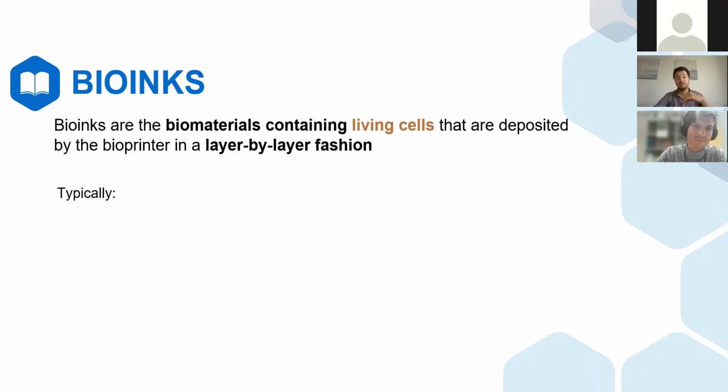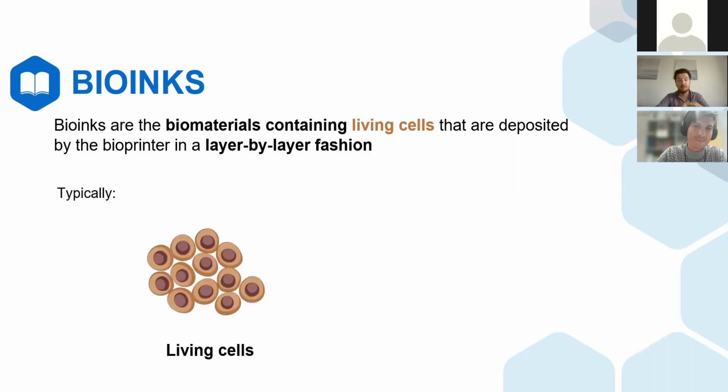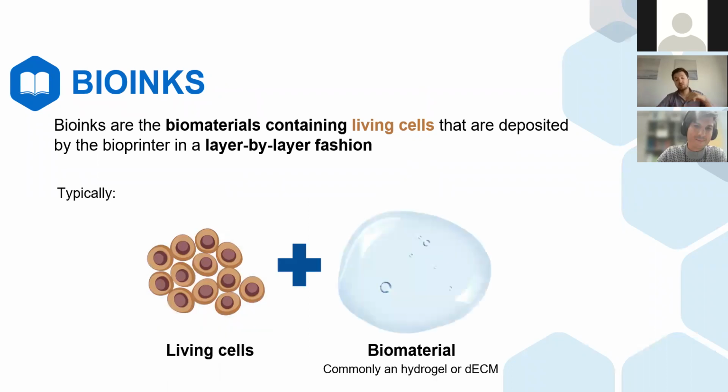I want to make very clear that it's vital that the bioinks include living cells, of course. So the living cells are our major ingredients, but there are some bioinks that include only living cells, but most of them also include another kind of biomaterial. Professor João has talked a lot about hydrogels, and hydrogels are very used for this, but also the extracellular matrix is very commonly used together with living cells in order to create a bioink.